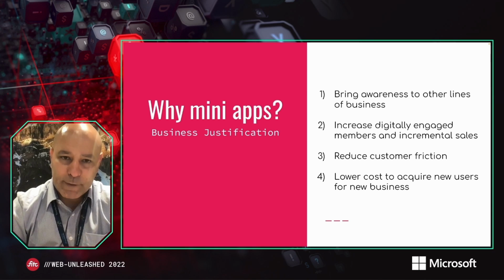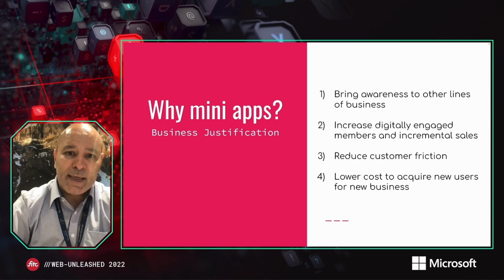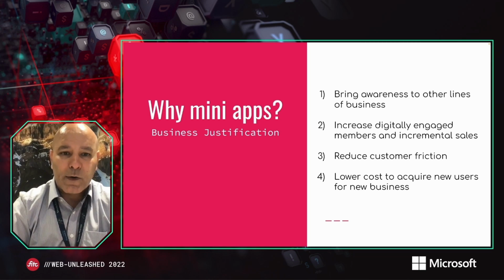Third, reduce customer friction. In the current single app model, users would have to install numerous apps to access all the different services. The Super app consolidates numerous services, making it easier for users to access them in one place. And fourth, lower the cost to acquire new users for new businesses. This is especially true if most of the new users are already your customers for other services.